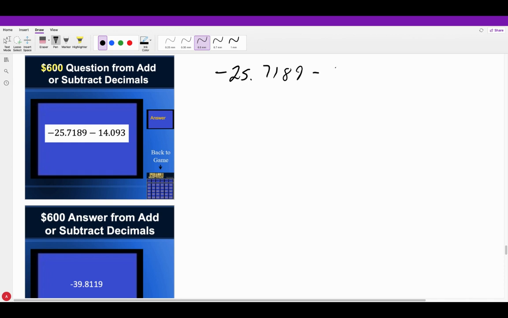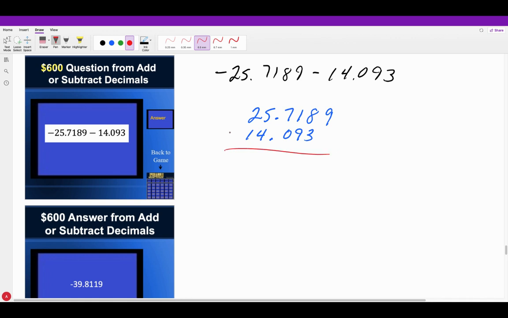25.7189 minus 14.093. So remember, when our signs are the same, we can just go ahead and add them. So I'm just going to go ahead and line these up so I can add these nice and easily. So 25.7189, and underneath it'll be 14.093. So remember, we need to make sure that we're lining them up correctly. So I'm going to add a 0 here just so it's a little bit easier for me to see that there is a 0.